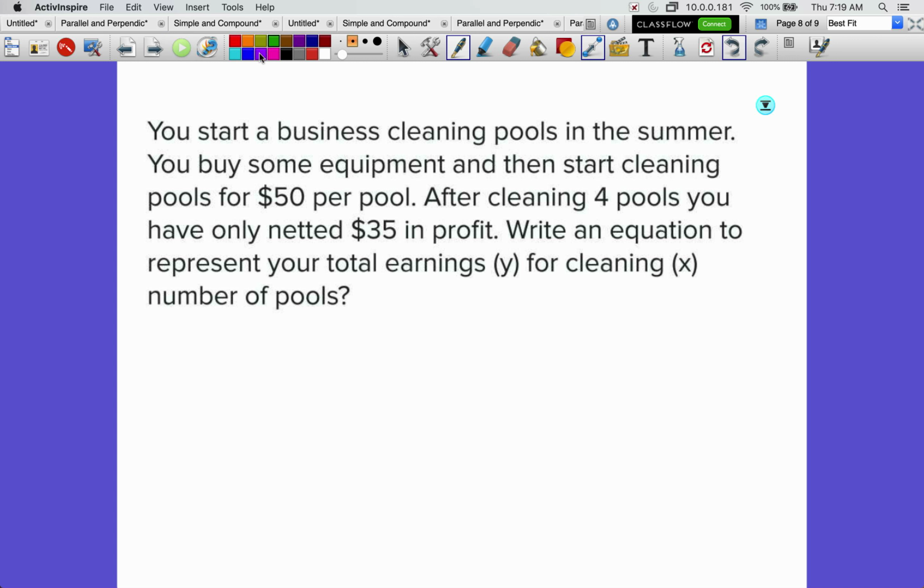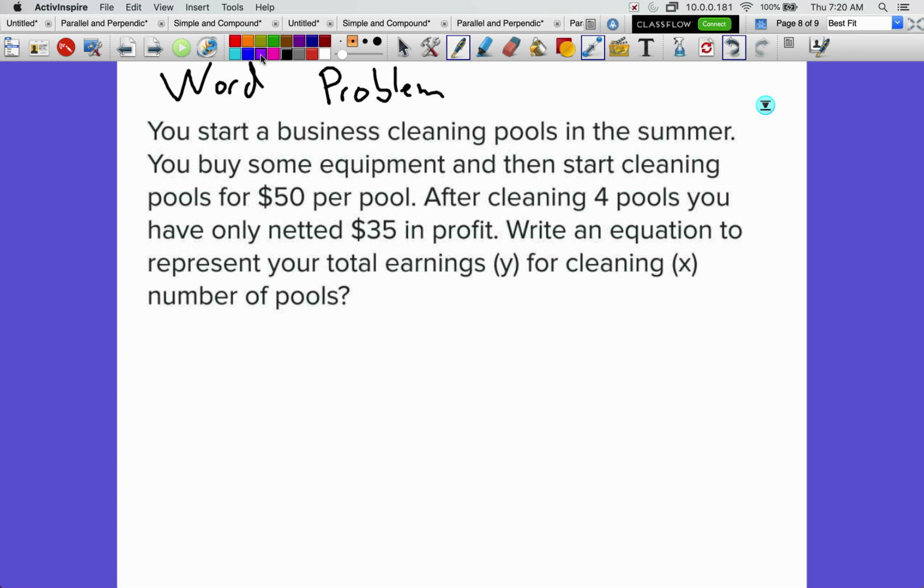All right. And lastly, we're going to do a word problem. You start a business cleaning pools in the summer. You buy some equipment. So you were starting at a deficit, but then we start cleaning pools for $50 per pool. After cleaning 4 pools, you have only netted $35 in profit. Write an equation to represent your total earnings, y, for cleaning x number of pools.